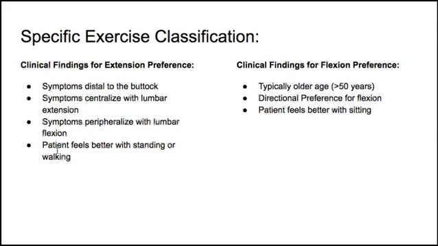The typical profile of a person that has an extension preference is symptoms distal to the buttock, but not distal to the knee. Symptoms centralize with lumbar extension, so there's more pain in the low back with extension, but less in the leg. Symptoms peripheralize with lumbar flexion, so that makes them go distally in the leg, and patients feel better with standing or walking. The profile for flexion is that they're typically older. They have a directional preference for flexion, so things like sitting and bending forward relieve their symptoms.